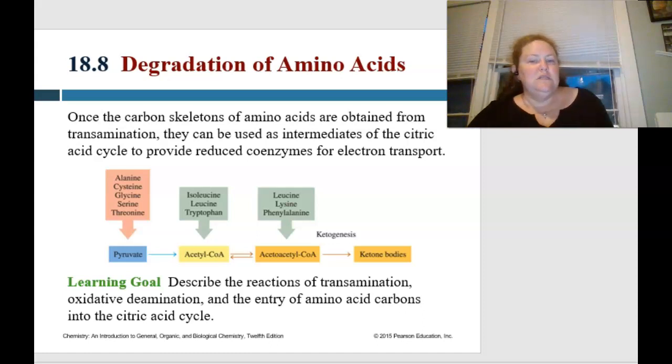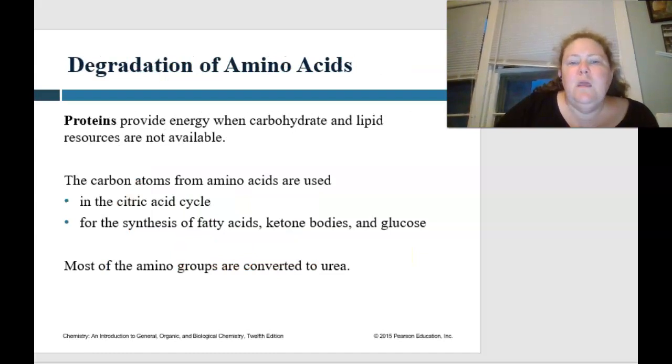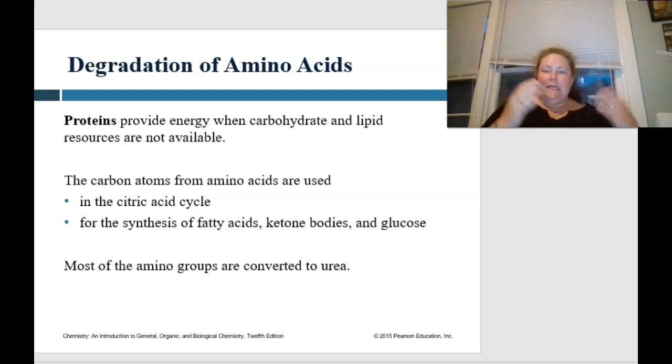So we're going to learn how to describe the reactions of transamination, oxidative deamination, and the entry of amino acids and carbons into the citric acid cycle. Proteins provide energy when carbs and lipid resources are not available. So your body, like I said last week, ranks things in preference.